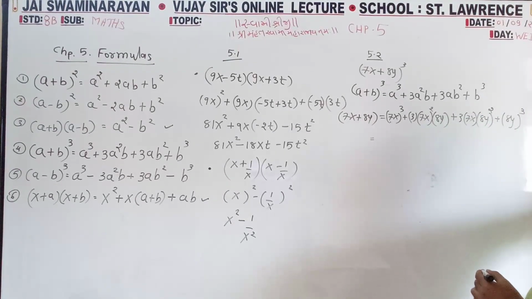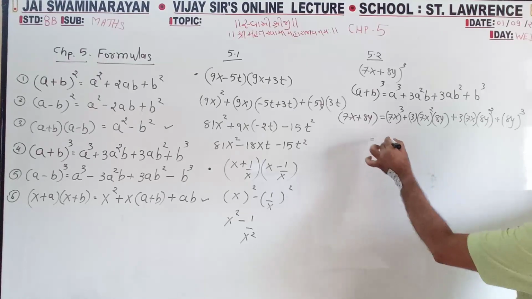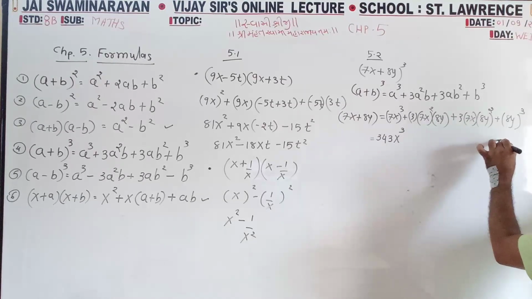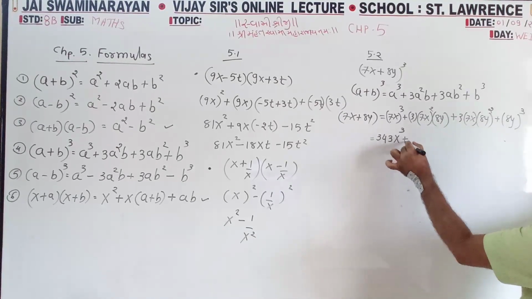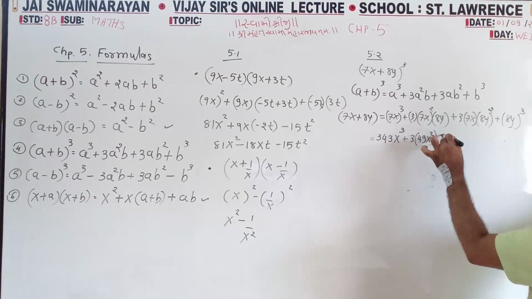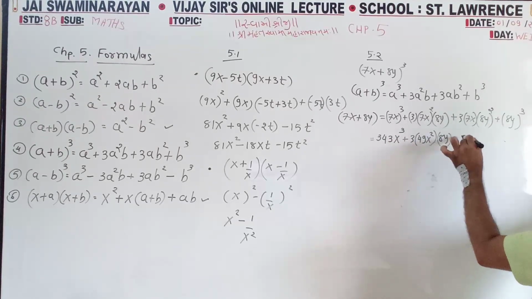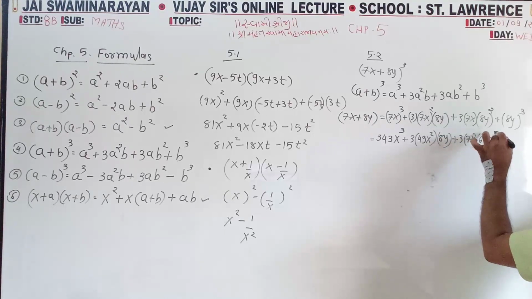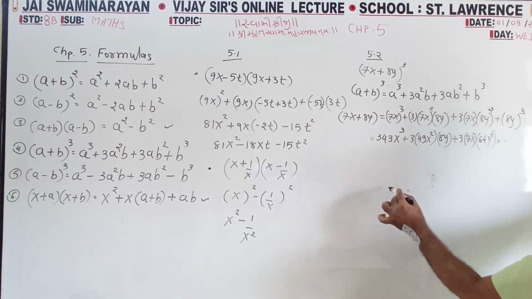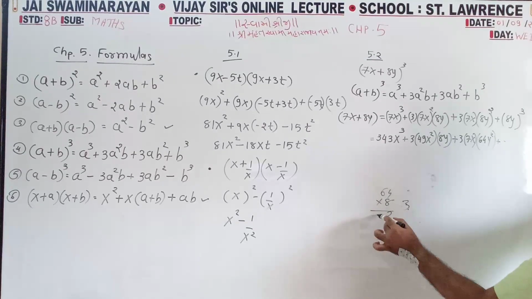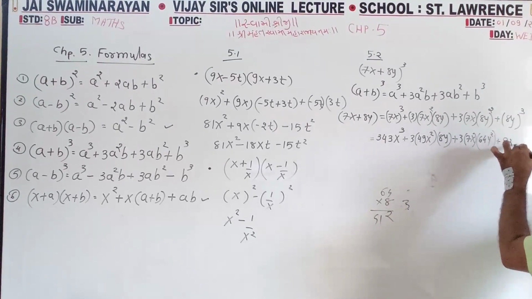7 cube: 7 sevens are 49, 49 sevens are 343. Terms: 3 into 7 sevens are 49, x square, into 8y only. 3 into 7x, 8 eights are 64, y square. 8 eights are 64 into 8, 512 y cube.